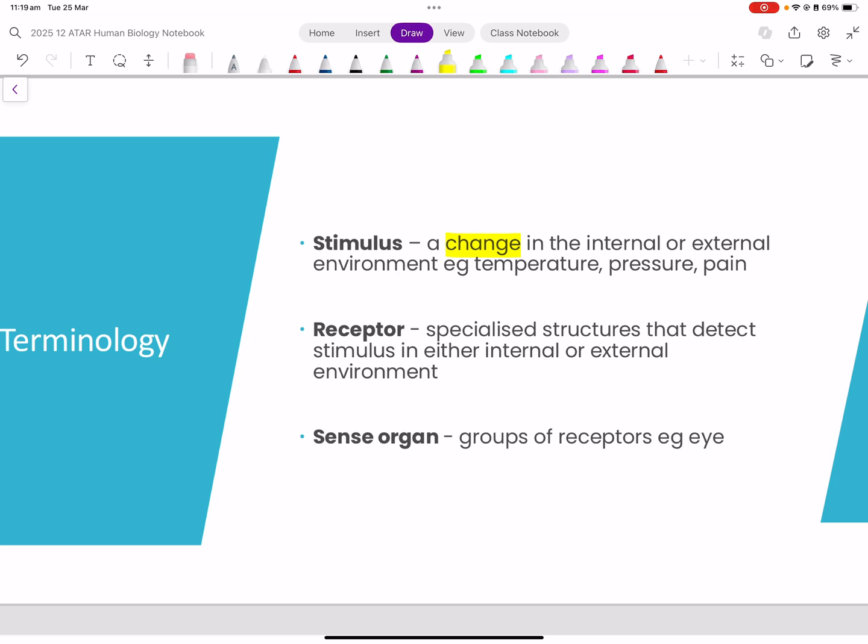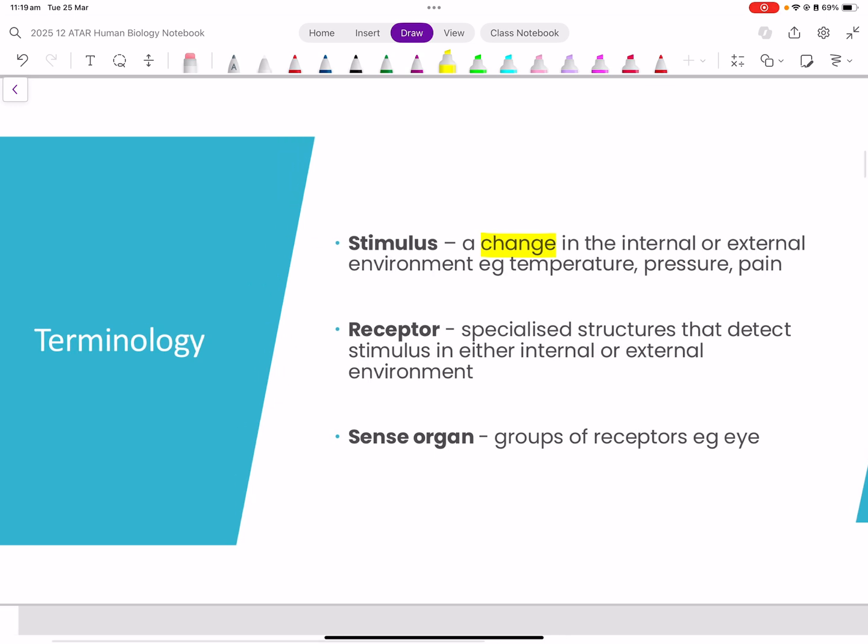Okay. In terms of receptors, receptors are specialized structures, so specialized types of cells that detect a stimulus. So they detect a change in that internal or external environment. Finally, a group of receptors make up a sense organ. So a group of photoreceptors are going to make up the eye to help you see. A group of taste receptors or chemoreceptors is going to help form your taste buds on your tongue.